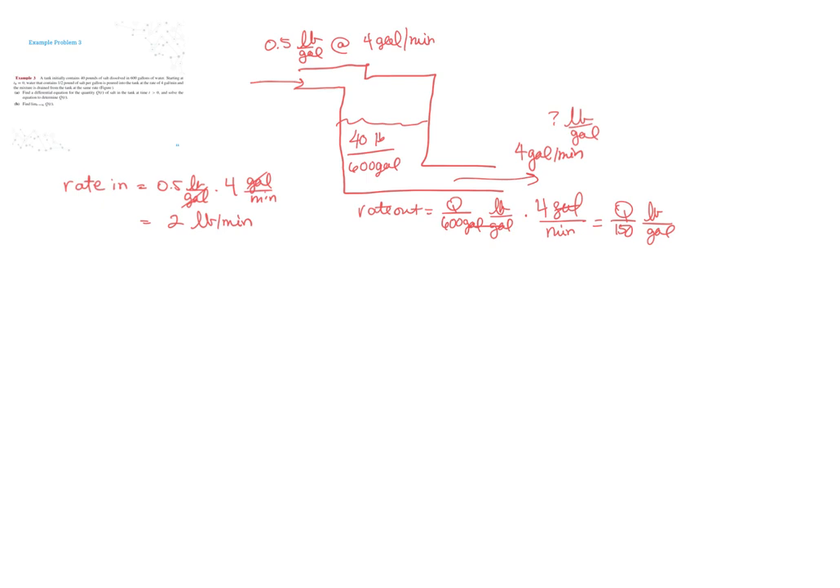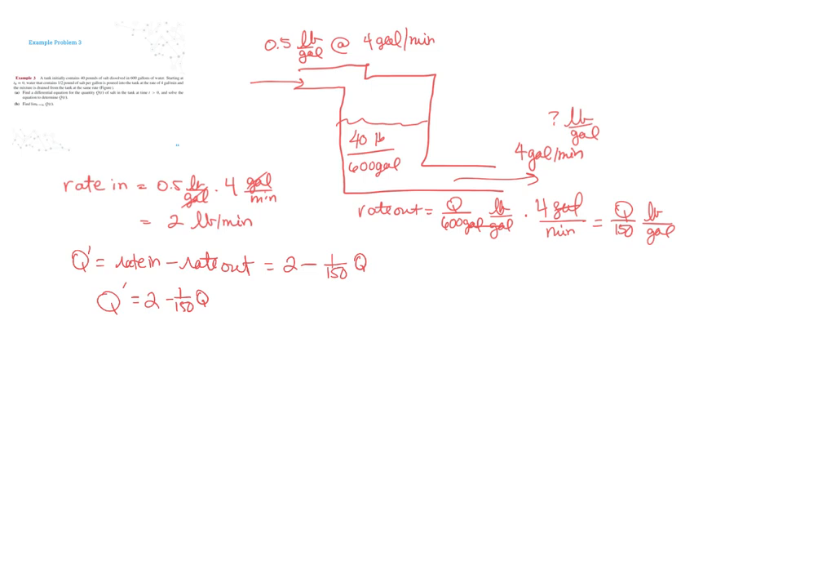So our total rate, which is our Q prime, is going to be the rate in minus the rate out, or 2 minus 1/150 Q. Well, now we have a differential equation. Q prime equals 2 minus 1/150 Q.